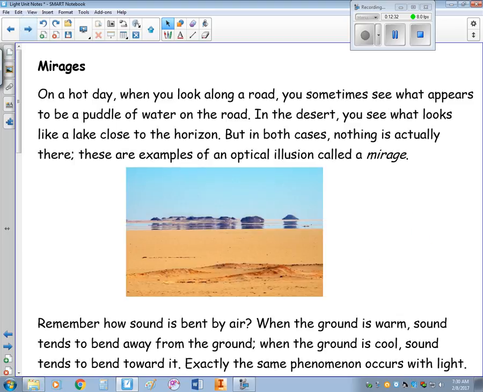All right, the next thing I want to talk about are mirages. So let's say we have a very hot day. When you look along the road, sometimes you see what appears to be a puddle of water in the road. In the desert, you can see what appears to be a lake close to the horizon. However, in both cases, nothing is actually there. These are examples of optical illusions, which we call a mirage.